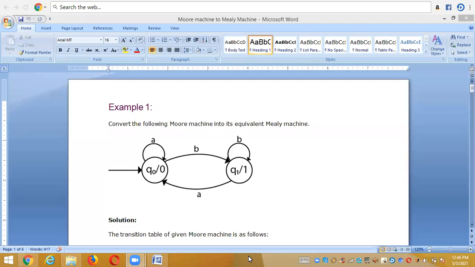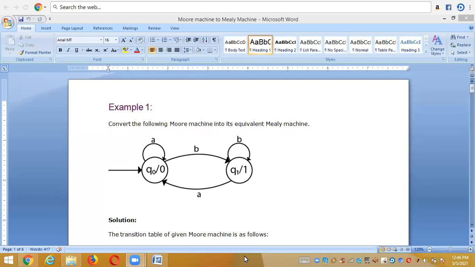And in today's class, I am going to explain the conversion from Moore machine to Mealy machine. What it means is, I am taking an input in the form of a Moore machine, and now I am converting it into a Mealy machine. Let's start with an example, and with the example, I will explain this, and it will be clear to you all.